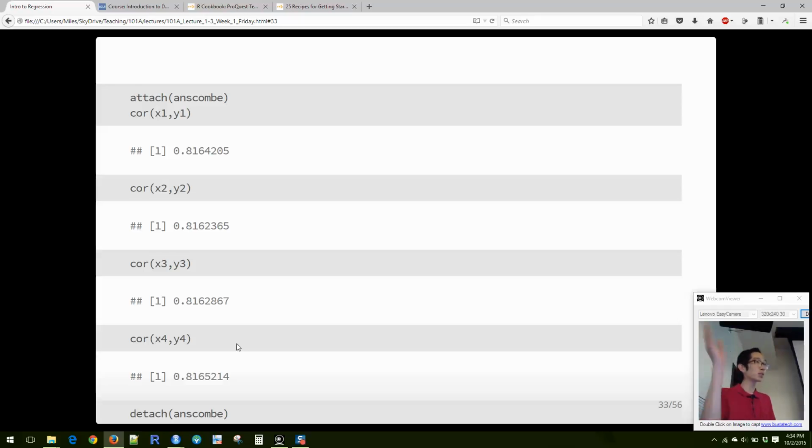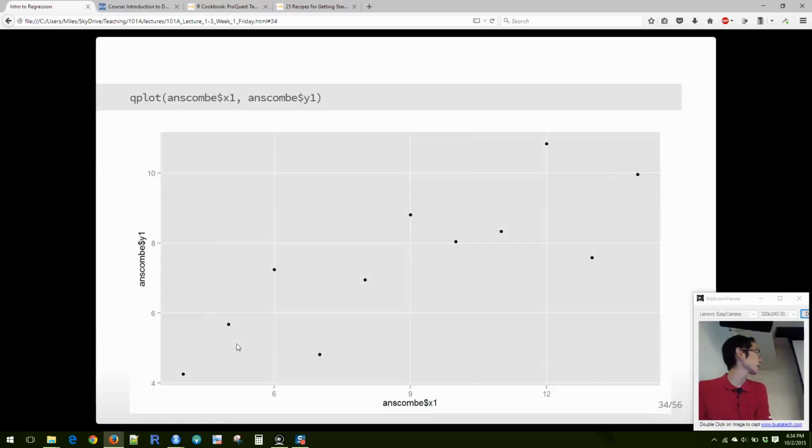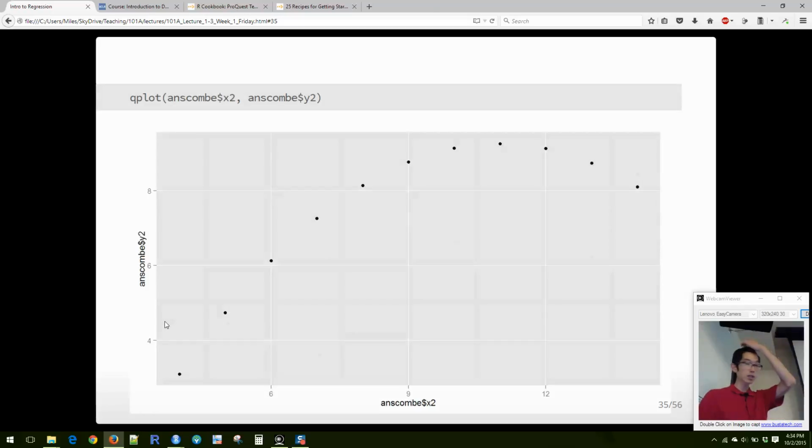And it might be tempting to just say, okay, well, let's just fit the regression lines and see what happens. But if we look at the plots, here's x1 and y1. Here it seems appropriate to fit a linear model to the data. It seems overall there's a positive trend, and a linear fit seems appropriate. But let's look at the next data set.